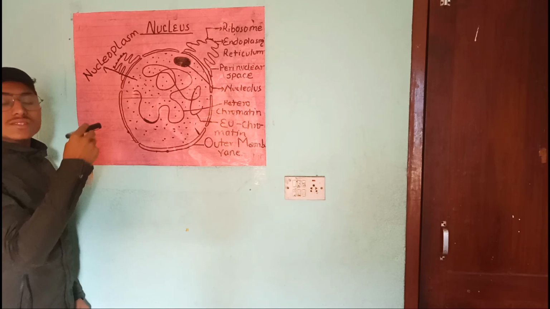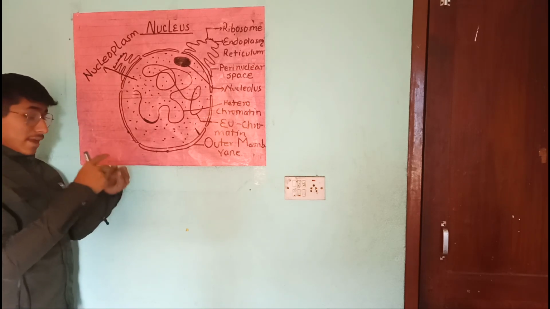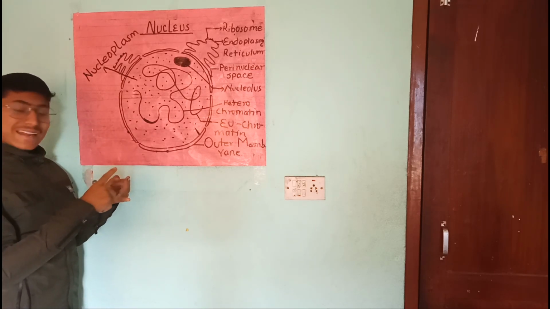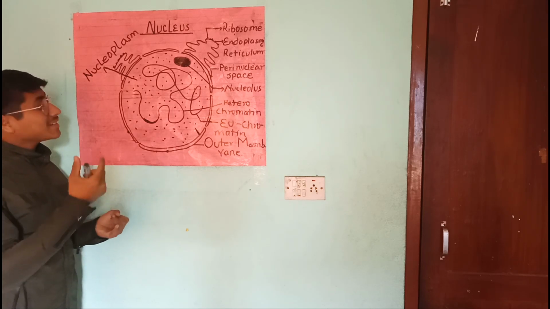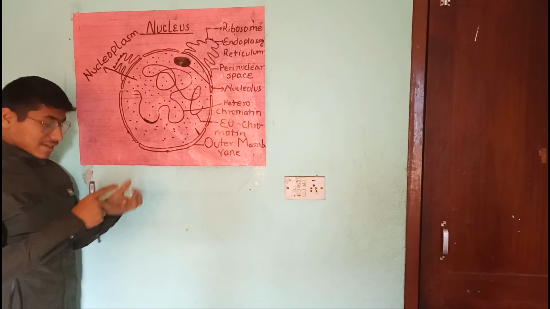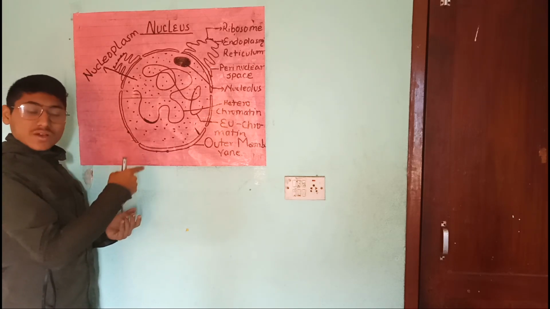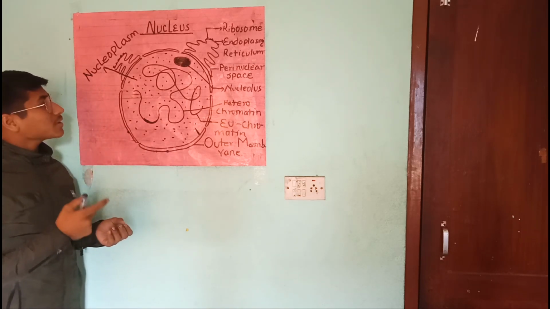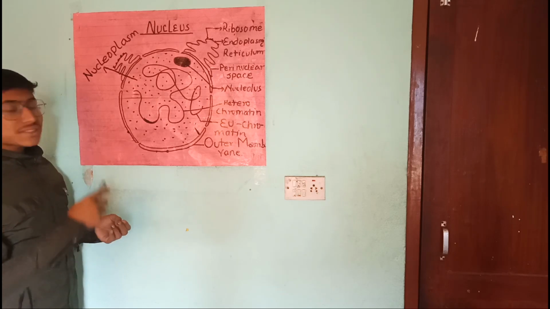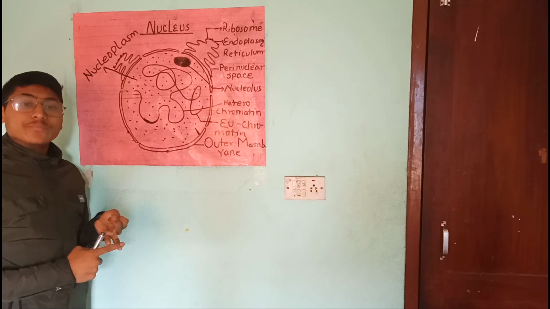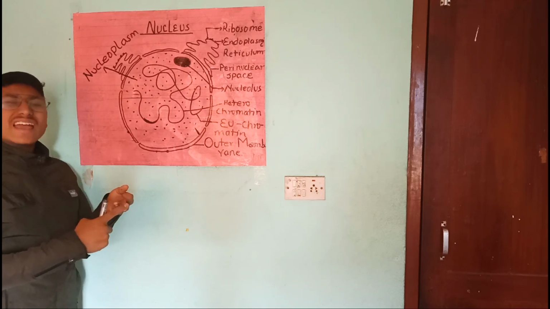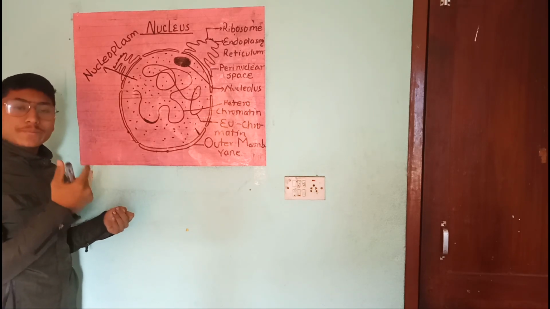Chemically, the nucleus is made up of proteins, RNA, DNA, lipids, and trace amounts of minerals like calcium, magnesium, sodium, and potassium. It consists of about 80% proteins, 12% DNA, 5% RNA, and only 2% lipids.